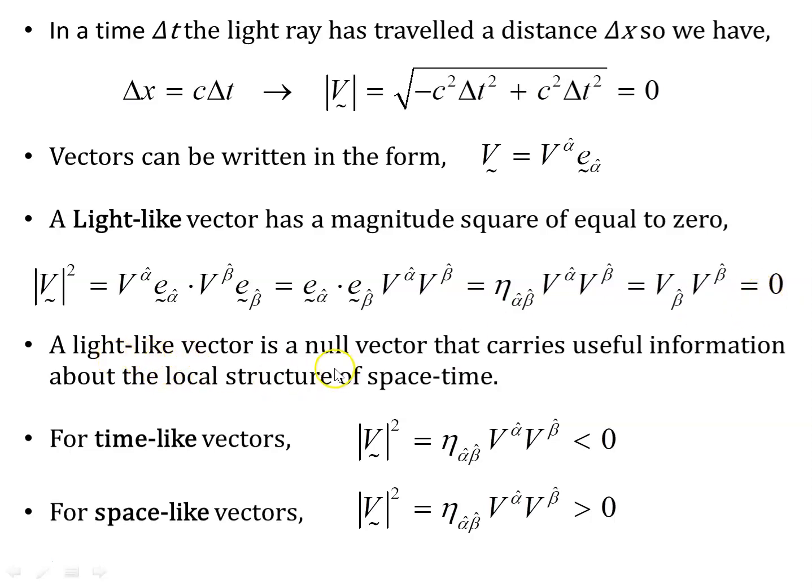So a light-like vector is a null vector that carries useful information about the local structure of spacetime. And just while we're here, for time-like vectors, we find that this magnitude squared is less than 0, given the metric I'm using, which has a -1, +1, +1, +1 signature. And for space-like vectors, we have the magnitude squared is greater than 0.